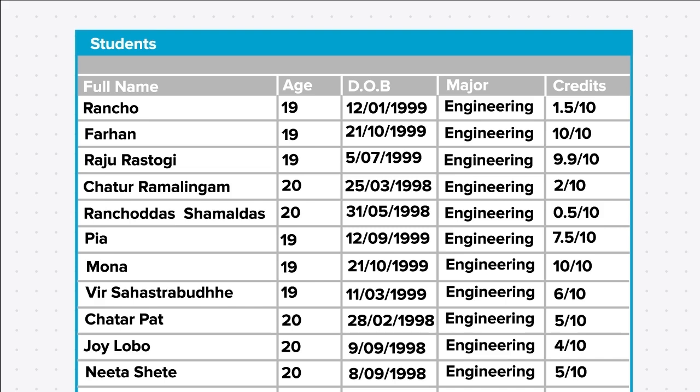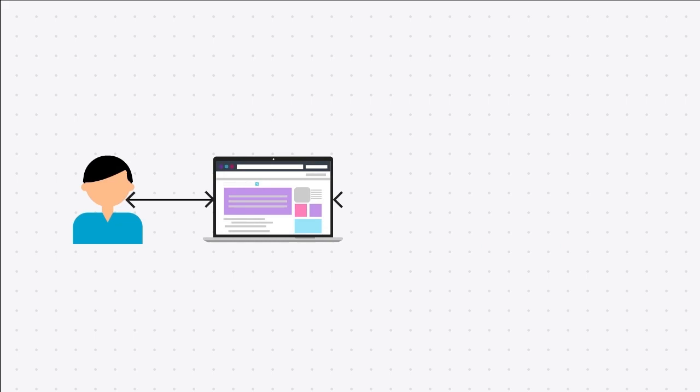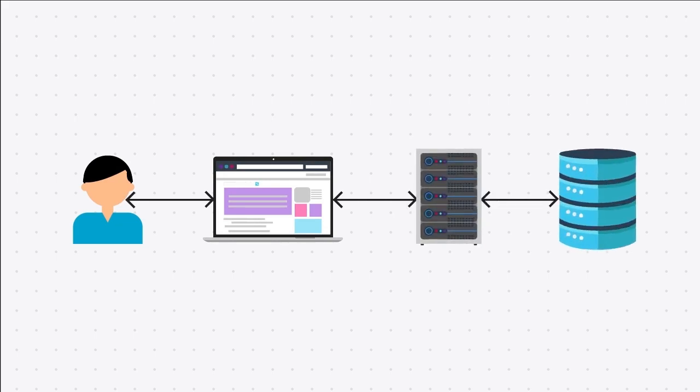To conclude, this is how a user is able to see his data on a website or web application. User interacts with the browser, which interacts with the application server, which interacts with the database software using SQL to fetch, edit or add any data required.